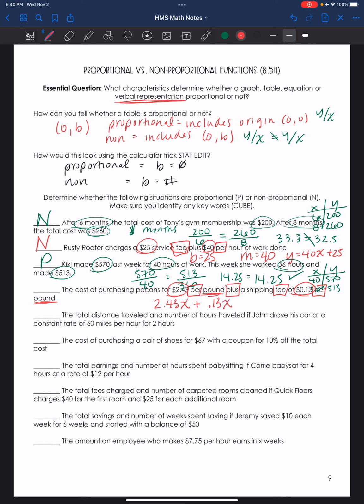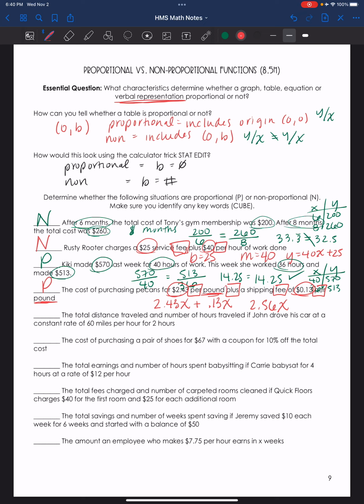Those are like terms, y'all. You can just combine your like terms. So 2.43 plus 0.13 equals 2.56. And it looks like I just have a multiplicative, which means this is proportional. I don't have an additive. Even though, yes, it does say that word fee.